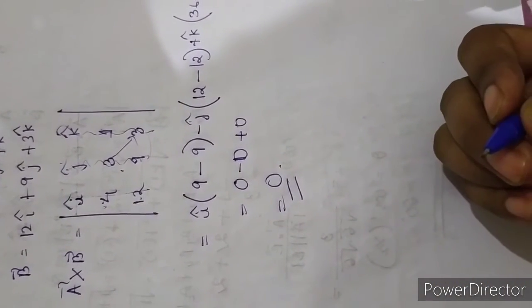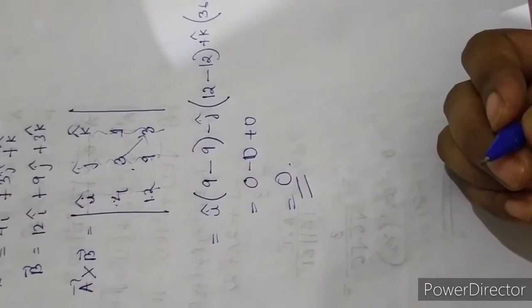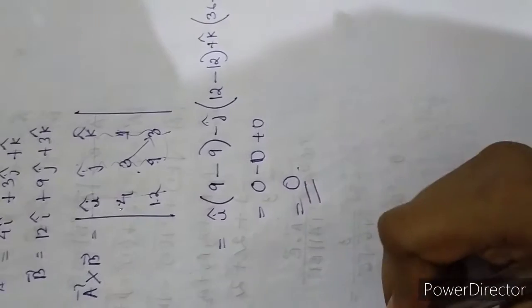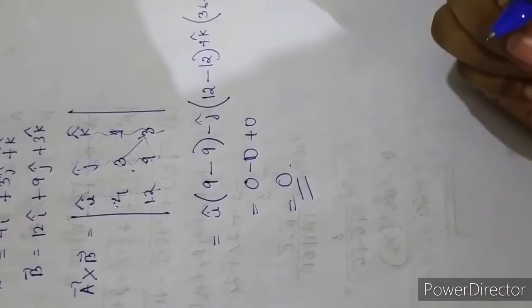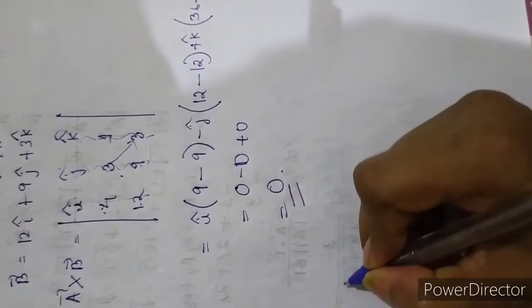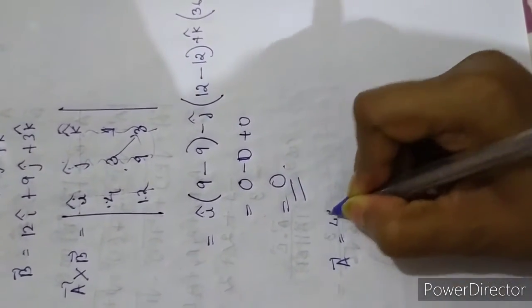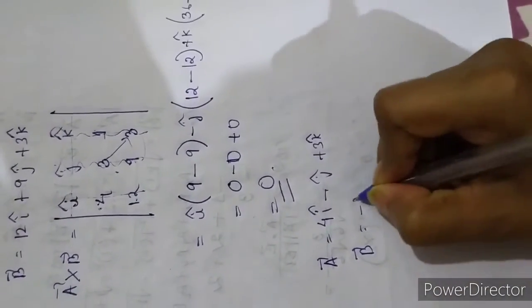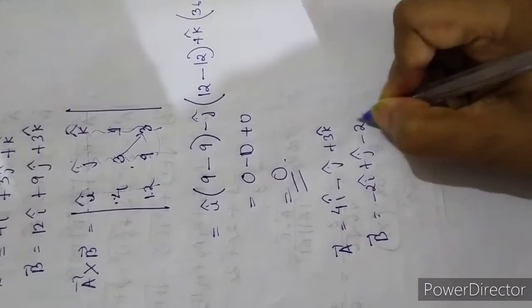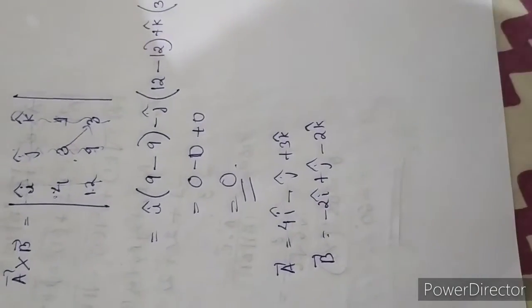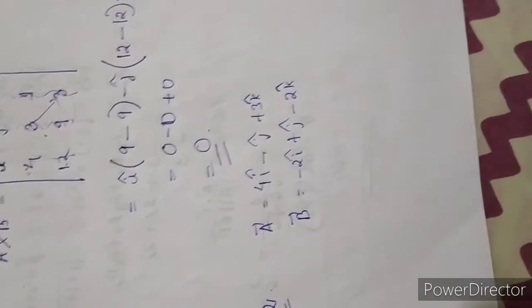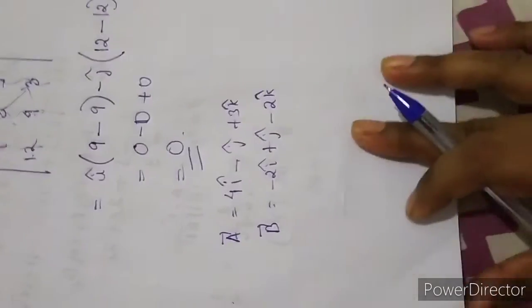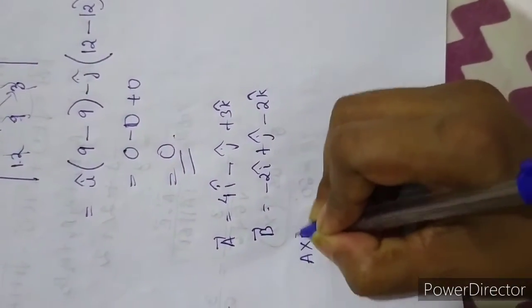Another thing is that, suppose it is asked, question number 2: find a unit vector perpendicular to the vectors a and b. So vector a is 4i cap minus j cap plus 3k cap, and vector b is equal to minus 2i cap plus j cap minus 2k cap. Then it is asked for the unit vector perpendicular to these vectors. So perpendicular to these vectors, how can we do it? What we have to do is write a cross b.